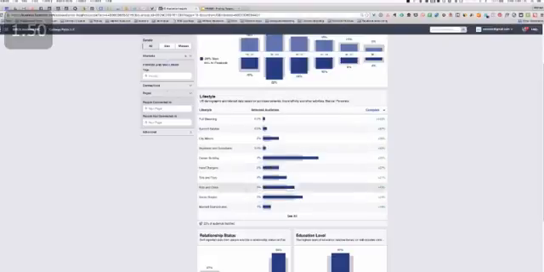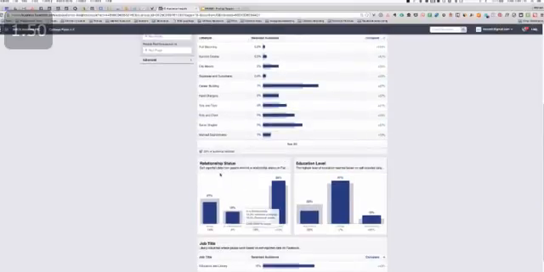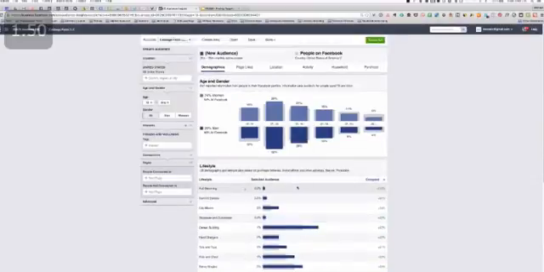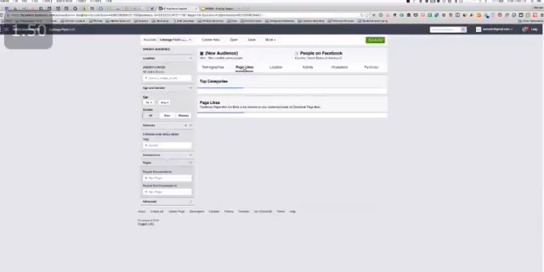So we can get some really interesting information, and we can target these groups inside of Facebook. You can get relationship status, education level. Again, all of this information can then be used to target more effectively with our ads. We can go through all of these tabs and learn information about these yoga enthusiasts. But the one that I want you to focus on is here, page likes.